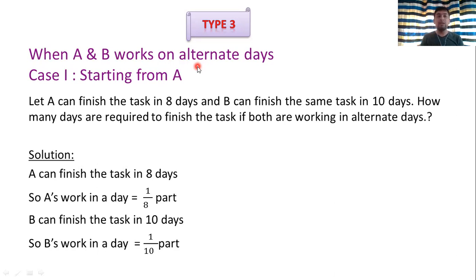Now in type 3, obviously there will be two cases. Who is starting the work? Whether A is working on the first day or B is working on the first day. So there will be two cases here. Okay, so hope you are getting it. See, what is type 3? That A and B are working on alternate days. That means on the first day, A is working, on the second day B is working. On the third day again A is working, on the fourth day B is working. Likewise, they are working on alternate days.